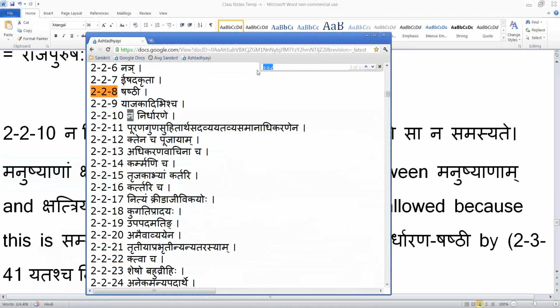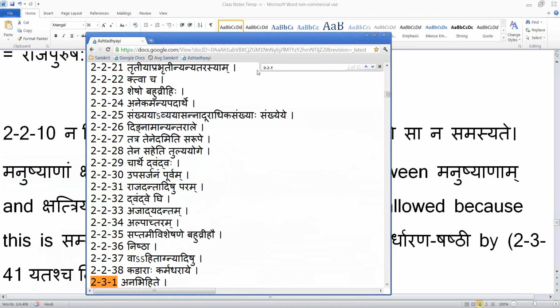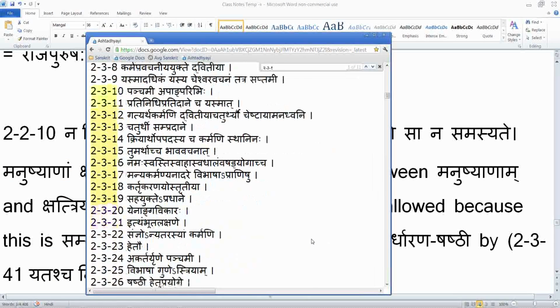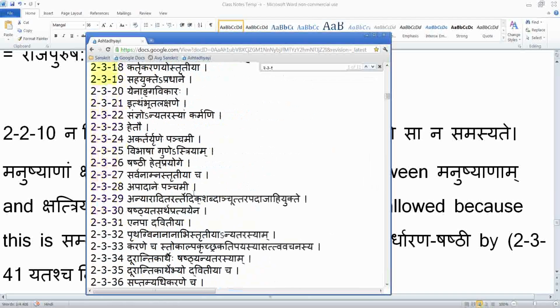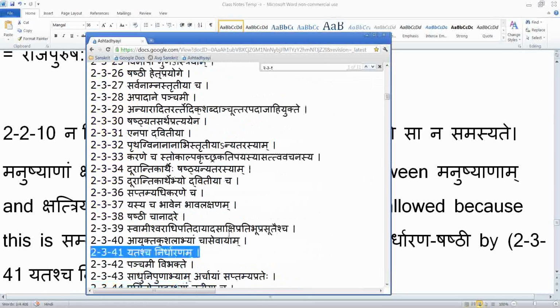Where was that prescribed by Panini? Of course, any Vibhakti Vidhanam comes in 2.3. So from 2.3.1 starts the anabhihite. To understand what is Nirdharana Shashti, it is that which comes over here, yatascha nirdharanam, 2.3.41. Actually, saptami and shashti are both described alternately by yatascha nirdharanam. Now what is nirdharanam, we'll see in a second.